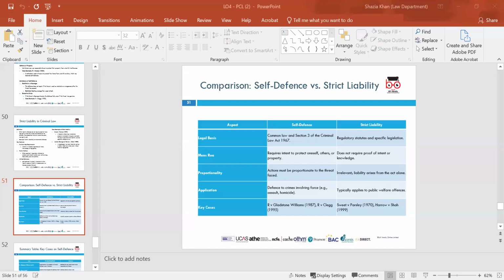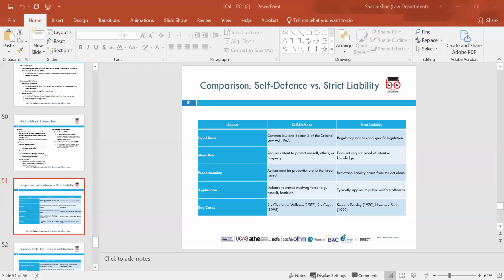The defendant is responsible under strict liability for damages caused by their possession of something dangerous, even if they were careful. Examples include things like what we said, the lottery ticket, but it could include things like selling alcohol to minors and statutory rape. And this comparison table identifies the legal basis of self-defence under Section 3 of the Criminal Law Act and strict liability regulated statutes. Mens rea requires intent to protect oneself, others, or property.